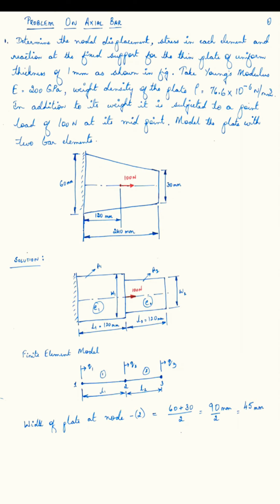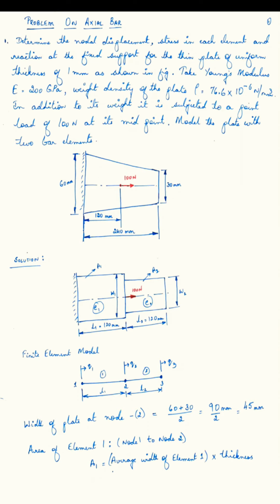But we also need to understand the average area of element 1 and the average area of element 2. In order to do that, we'll calculate the average width of the element multiplied by the thickness. Since we are considering only cross sectional area, and the thickness is given as unit thickness, or 1 mm, in the question itself, we'll calculate the average width of element 1 and then multiply it with the thickness. So, average width of element 1: for element 1 at node 1 the width is 60 mm.